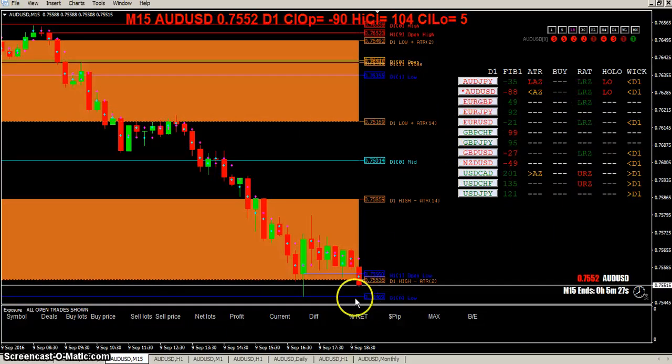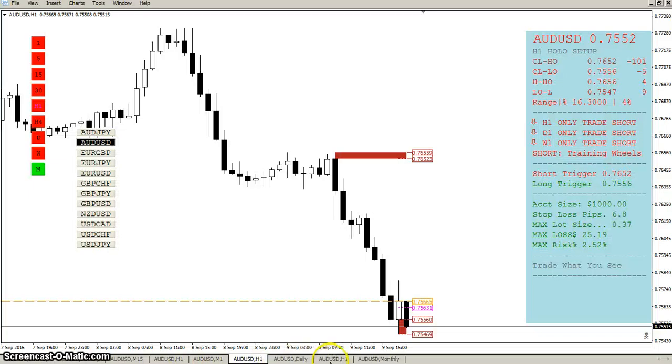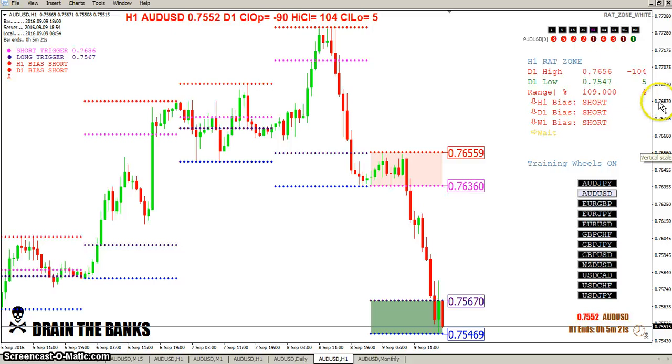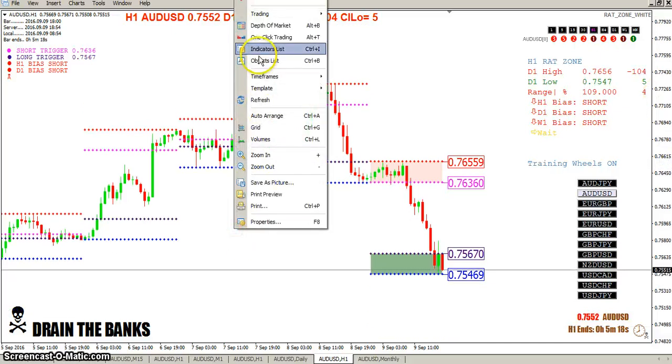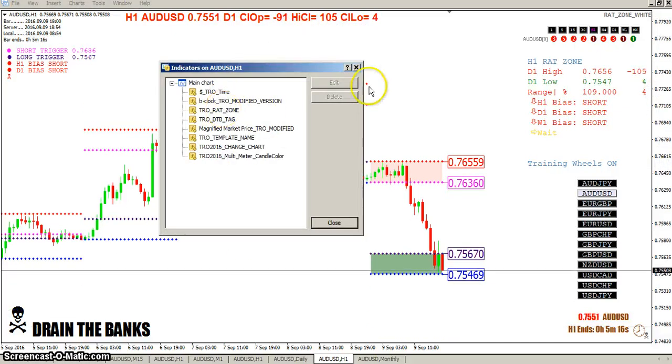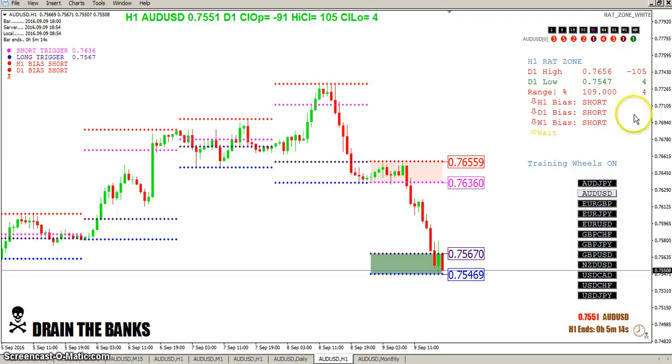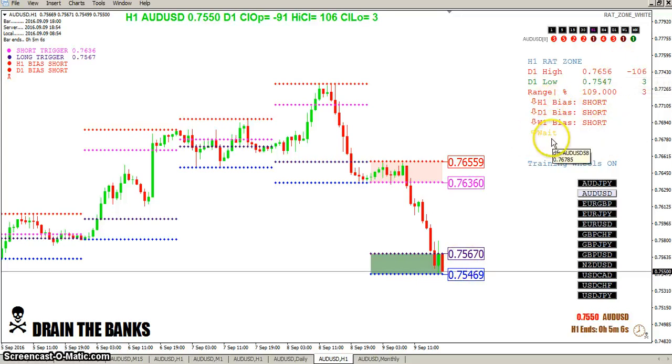It's within 20 pips of the low. And somewhere over here, here's the rat zone. And this is simply the TRO rat zone indicator. And it has a little gauge here. And it tells you what to do on the biases. And it tells you here, it's saying wait.